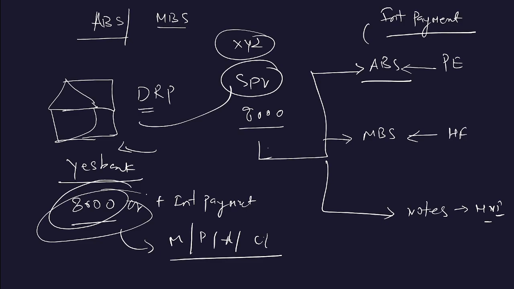The funds which the SPV sells to third parties are only through MBS and ABS, because those are backed by assets like loans, in short: home loans, personal loans, car loans, credit card loans, auto loans. That's what we are calling assets.